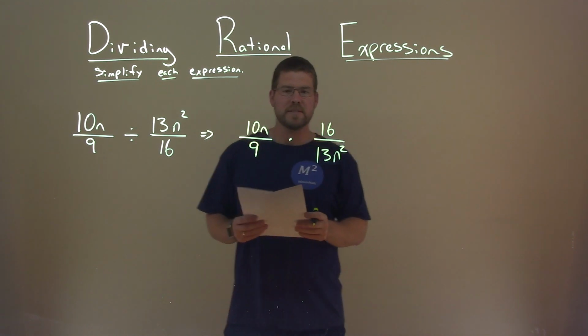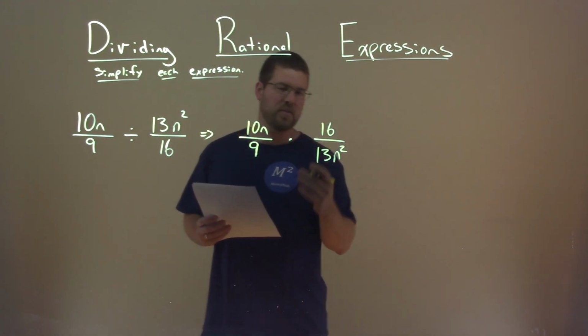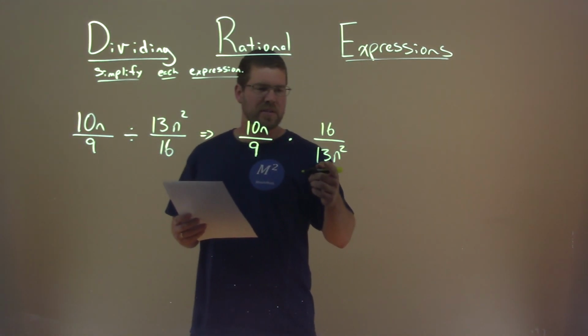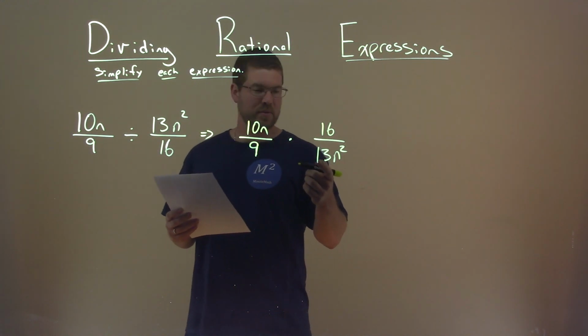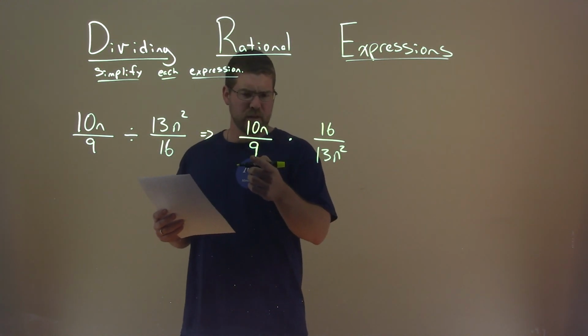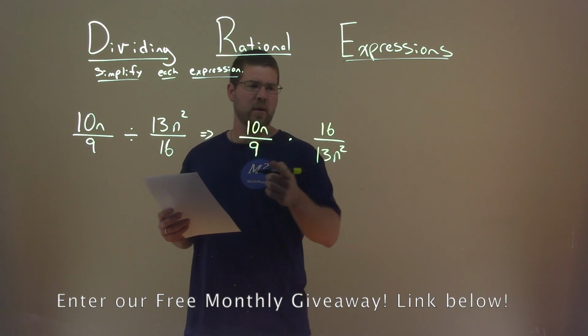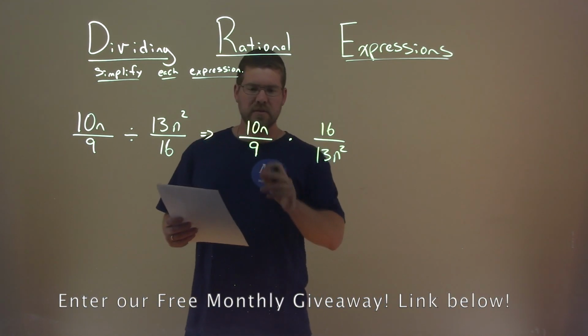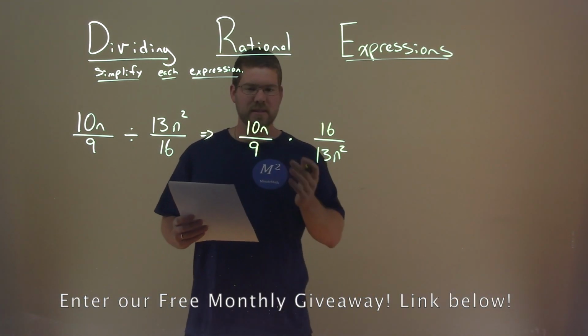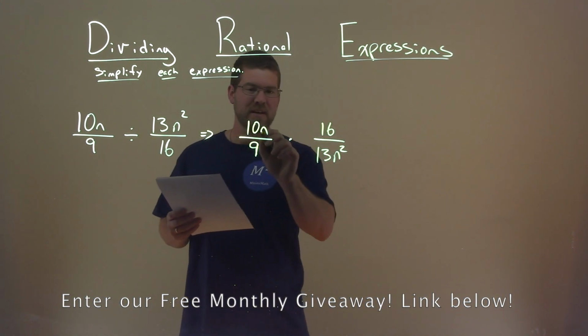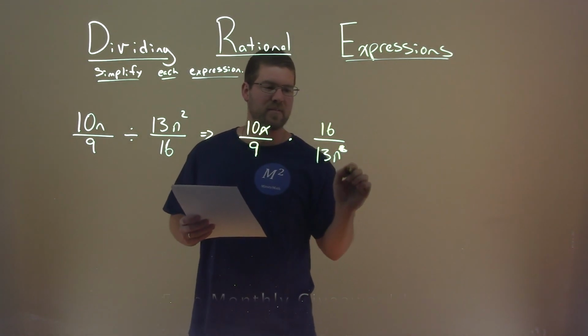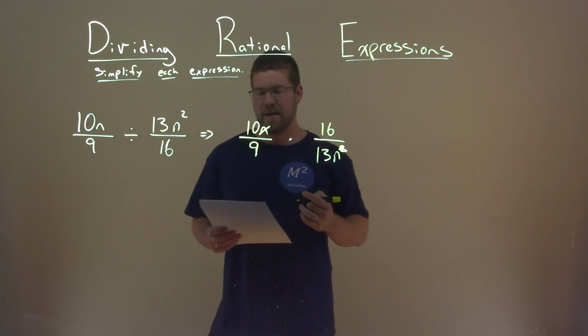Now what we want to do is see if there's anything that we can cancel out. Well, 13 doesn't really have any divisors. That's prime. And 9 is just 3 times 3, and 3 doesn't go into 10 or 16. So there's no way that we can quickly simplify this. The only thing I can see is, there's an n here and an n squared. So we can get rid of the n squared and just leave it n.